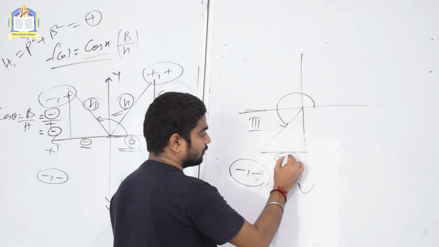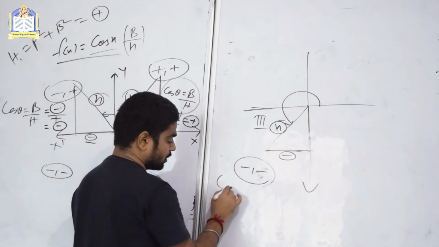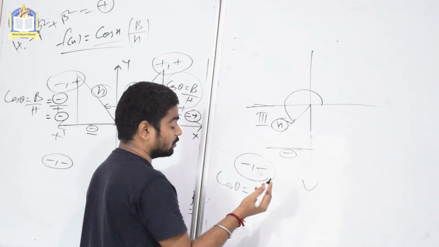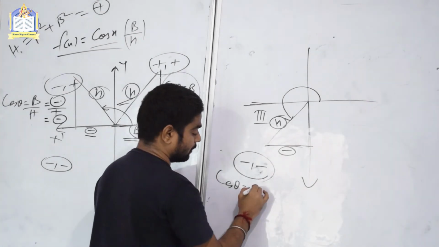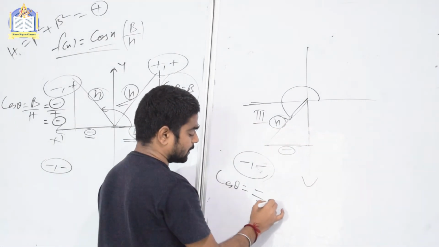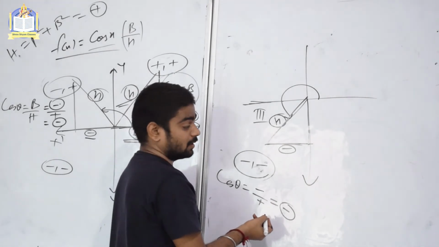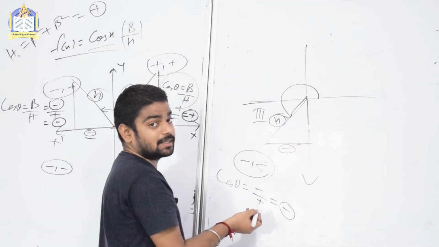So this will be negative, but this will be positive, because hypotenuse can never be negative. So cos theta is equal to b by h. b is negative and hypotenuse is positive. So negative by positive gives a negative result. So in the third quadrant cos theta is negative, right?